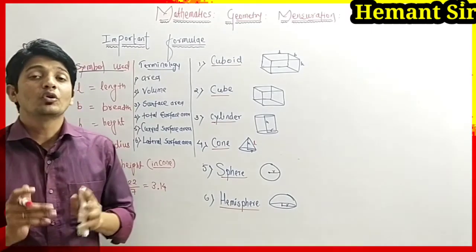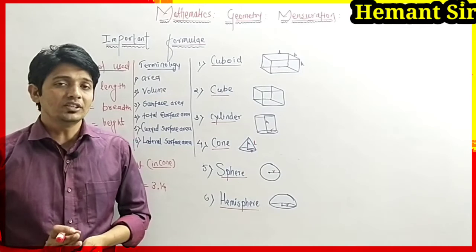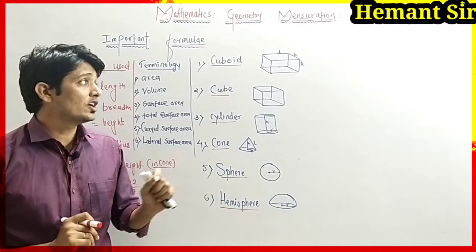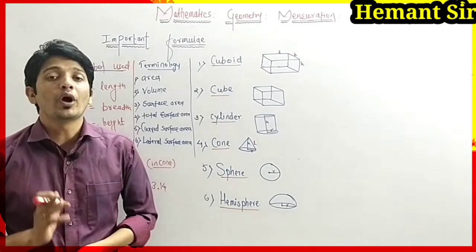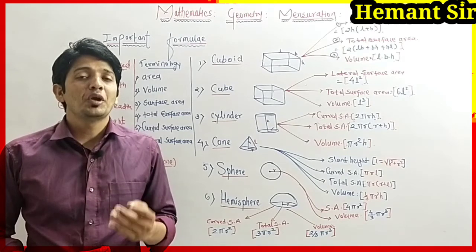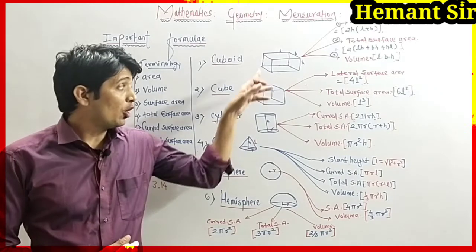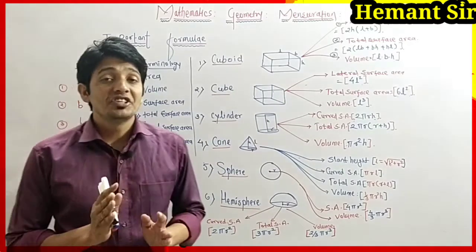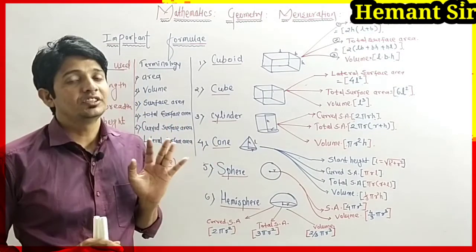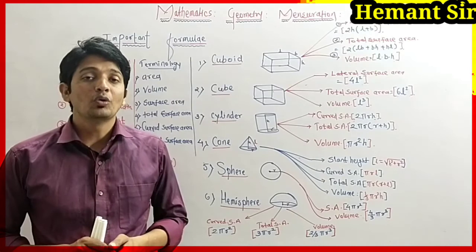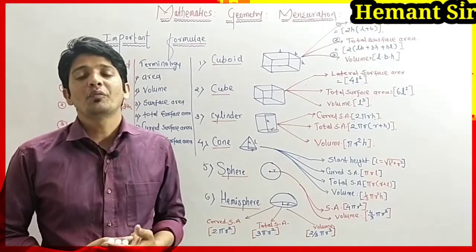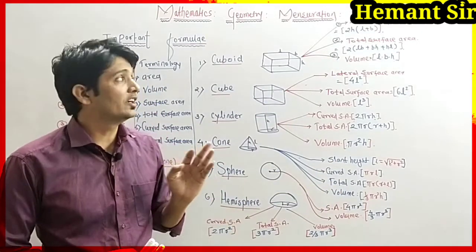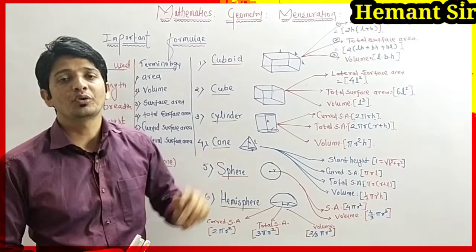Now we are going to understand the important formulas of all the objects one by one. So first we will understand the formula for cuboid. Now we are going to understand the important formulas for all these 6 structures. I suggest you take a picture of this, print it out and stick it in front of your study table. All these formulas are very important to understand all about mensuration of your class.